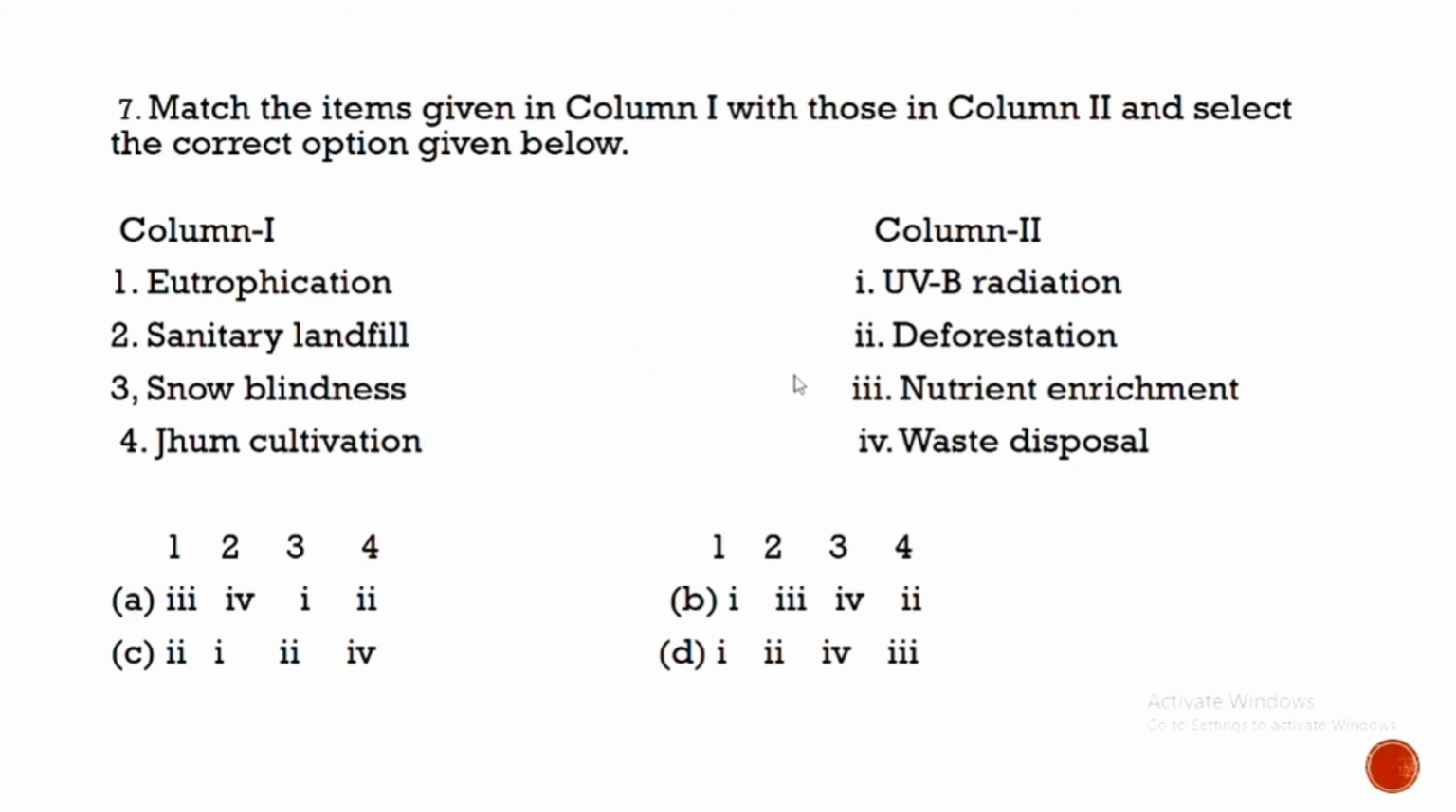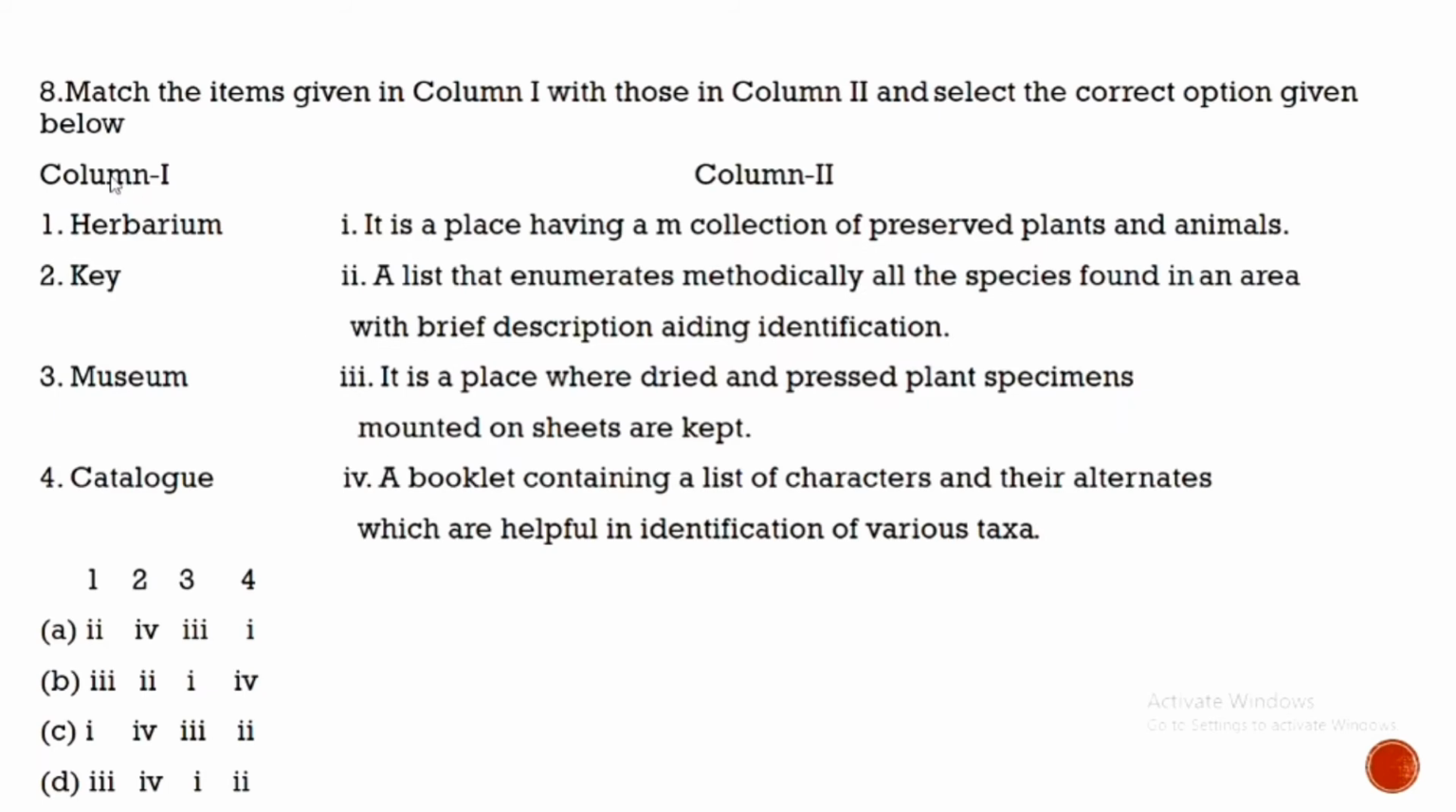Now going to question number 8. So here column 1 is given, herbarium. So herbarium is what? Herbarium is a place where dried and pressed plant specimens are mounted on a sheet. On a sheet, what happens? The dried plants were pressed and dried on that sheet. Okay, herbarium.